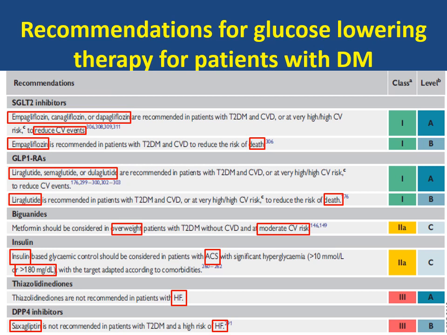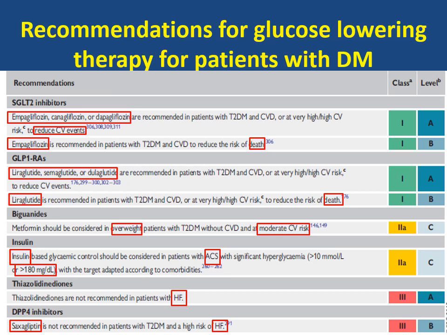The second recommendation is for glucagon-like peptide 1 receptor agonists. Liraglutide, semaglutide, and dulaglutide are recommended in patients with type 2 diabetes and established cardiovascular disease or at very high or high cardiovascular risk to reduce cardiovascular events, while liraglutide is recommended in patients with type 2 diabetes and cardiovascular disease or at very high or high cardiovascular risk to reduce mortality.